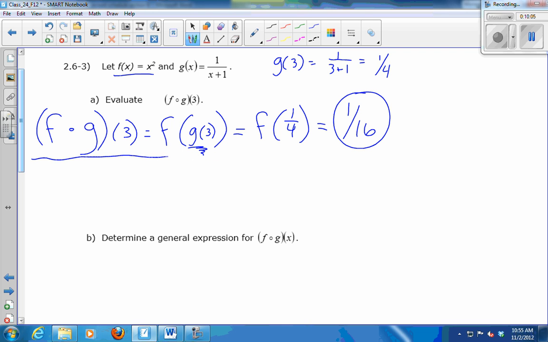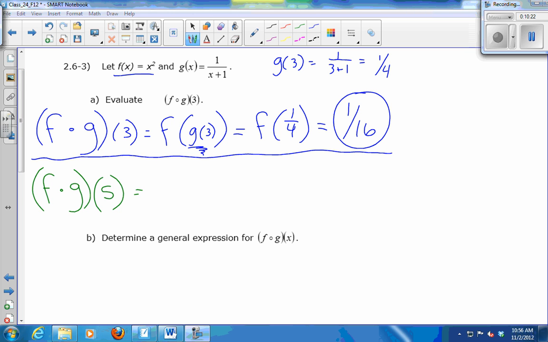Okay, so I'm going to have you try one with a number. I'm going to make up a new one here. I want you to do f composed with g evaluated at 5. Okay, so f of g of 5. I see this little f circle g, and I'm going to translate that to f of g of 5.